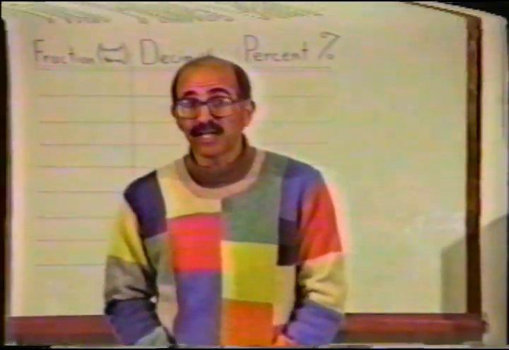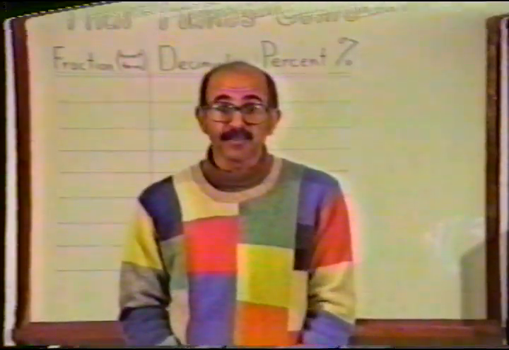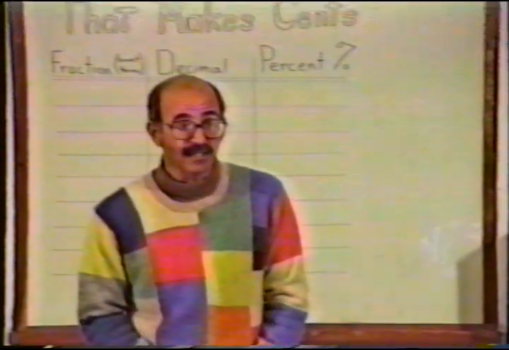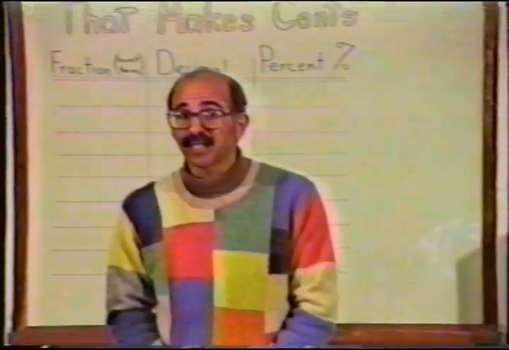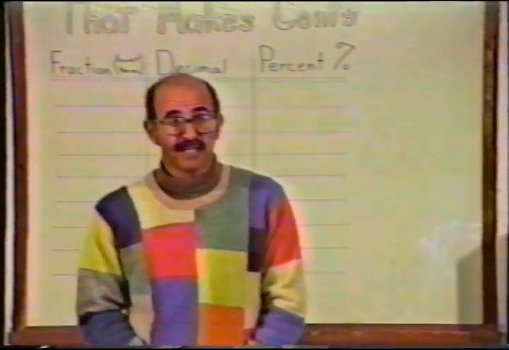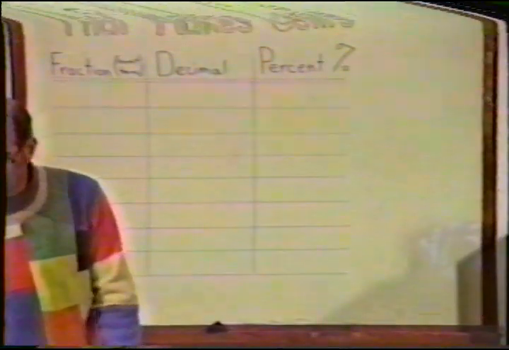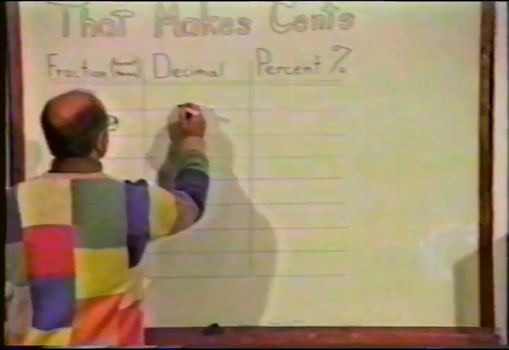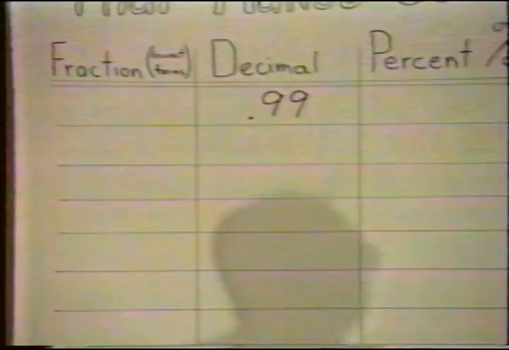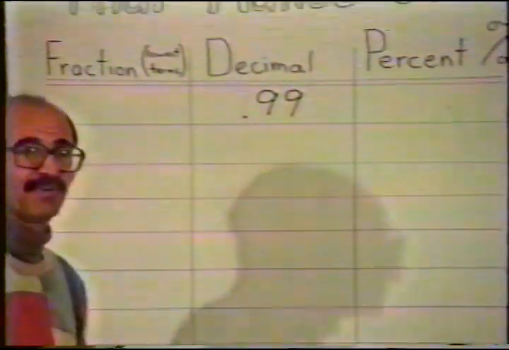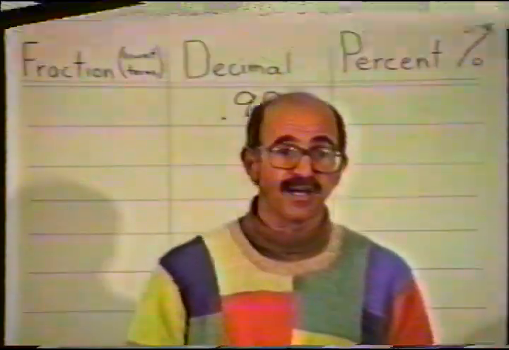A percent is just a number. Just like a fraction is a number and a decimal is a number, so is a percent. And we're going to learn how to change fractions and decimals into percents. Here's our first number. What is that number? 99 hundredths. That's a decimal, and it's 99 hundredths.